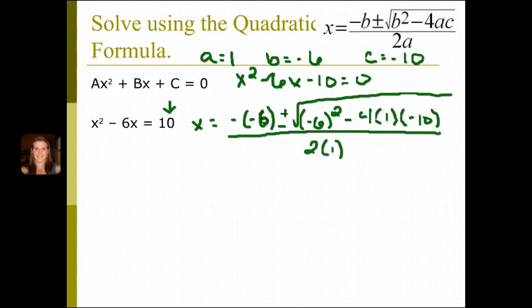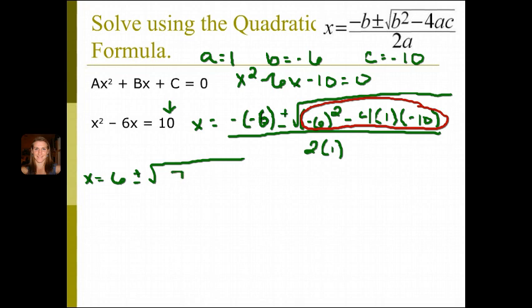Okay, so let's go ahead and start simplifying this. X equals a negative times a negative gives us a positive 6 plus or minus the square root. And when we do everything under the radical, so you type this in your calculator exactly like you see it with the parentheses, then you get that is the square root of 76 all over 2.